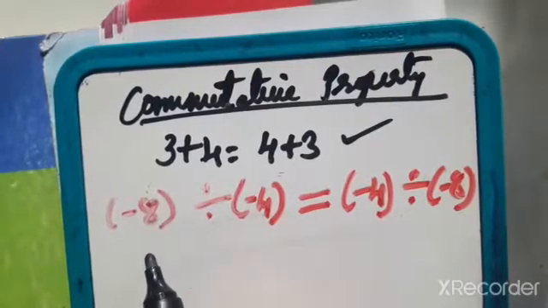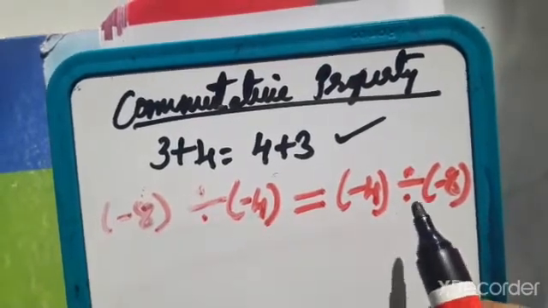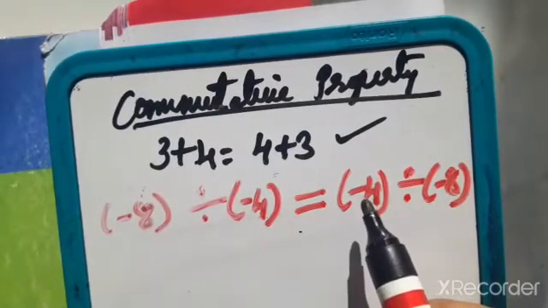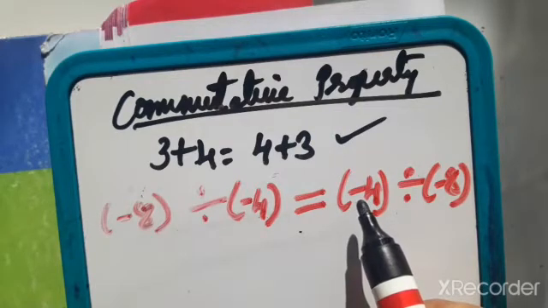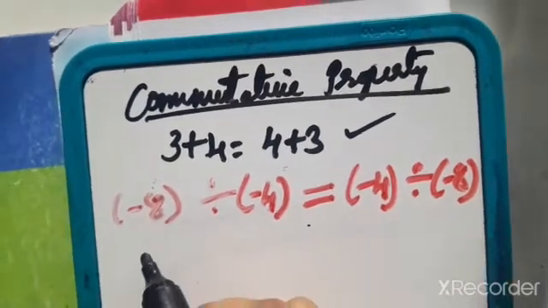So this is given a commutative property. Commutative means just reversing. Division does not satisfy the commutative property. Let's check the answer. Children, verify the answer.